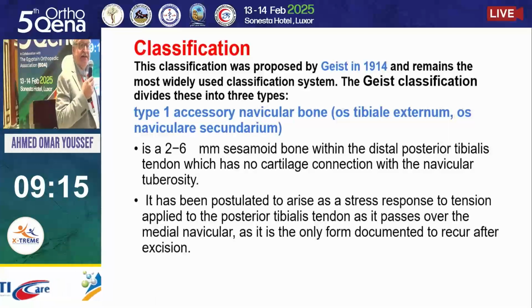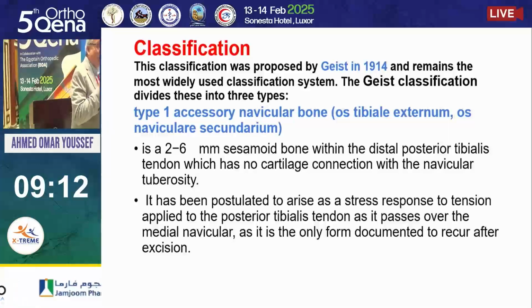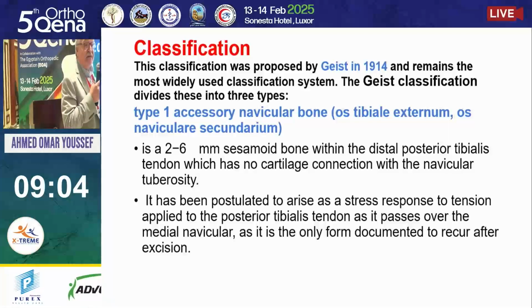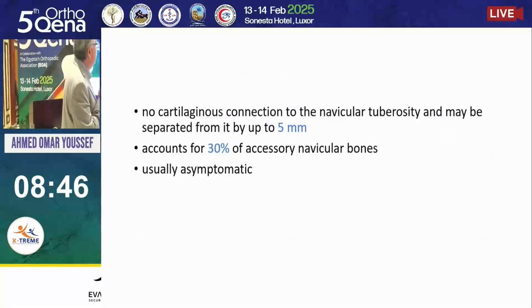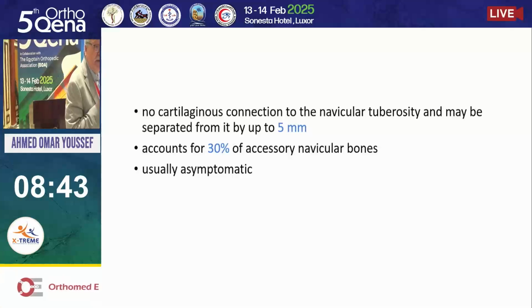The 1914 classification is still applicable up till now. It classifies accessory navicular into 3 types. Type 1 is a sesamoid bone about 5 millimeters in the tendon of the tibialis posterior. It's separated from the mother navicular by about 5 millimeters. It is smooth and arises due to shear between the tendon and the navicular bone. It's usually asymptomatic. It occurs in 30% of cases of accessory navicular, and is the only one which recurs after excision.